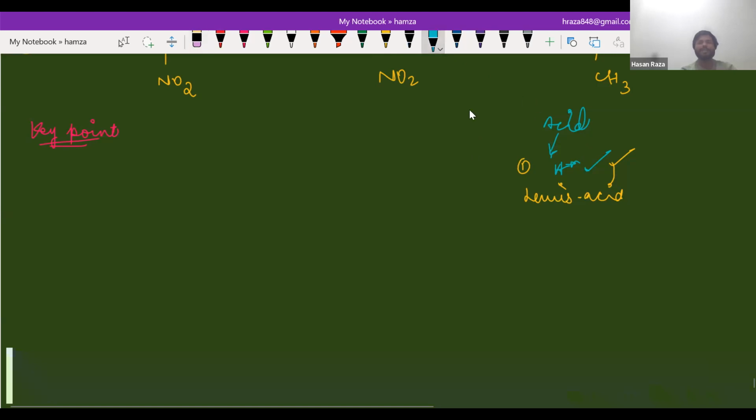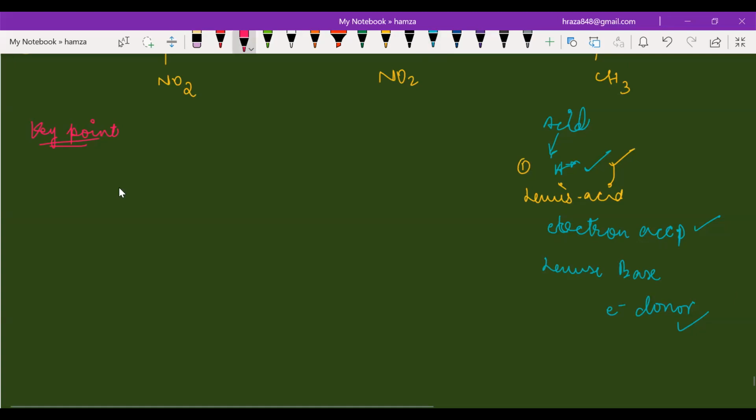Lewis defined acid as an electron acceptor. And Lewis base, or you can call it base, is an electron donor. So the substance which can give electron easily is more basic, that is a strong base. Or the substance which wants to take electron, which withdraws electron with high power, is more acidic, a strong acid in comparison. Are you getting my point of view, Fawaz?